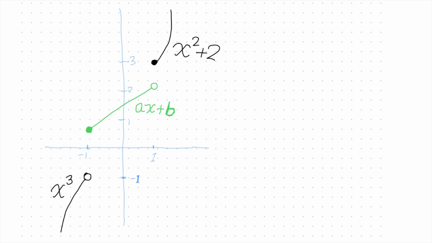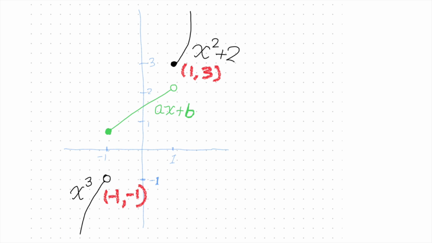If we put the three functions together on their restricted domains, we get something that looks like this, where a circle point means that the point is actually not part of the graph, whereas a solid point emphasizes that point is actually part of the graph. For example, the point 1, 3 is part of x squared plus 2, whereas the point -1, -1 is not part of x cubed.